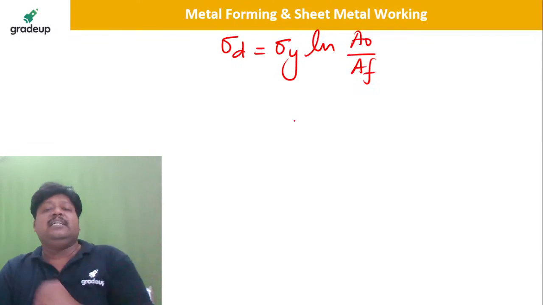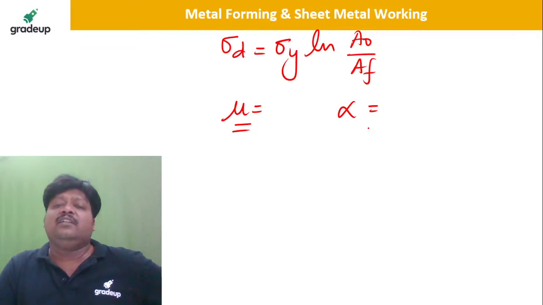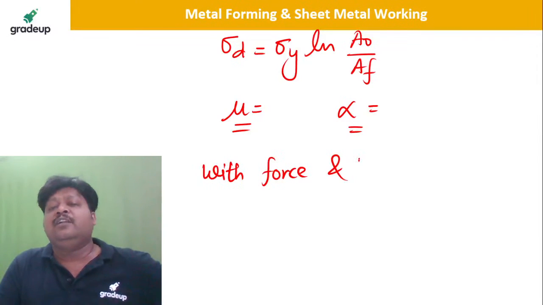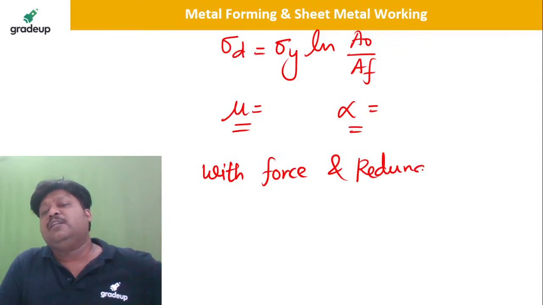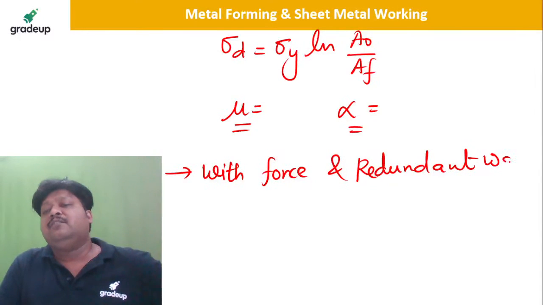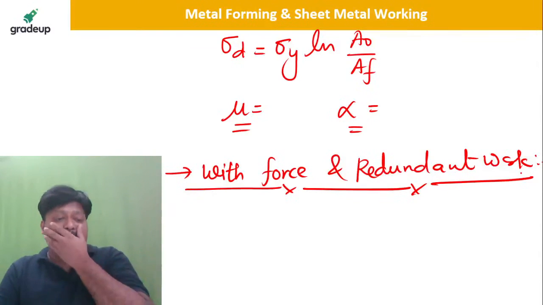But dear students, here the coefficient of friction mu is given, and half the die angle is given, so definitely the case is the second case, the force calculation with friction and redundant work. Redundant work is useless work, it is not supporting any deformation, and we have to take that into account, you know very well.